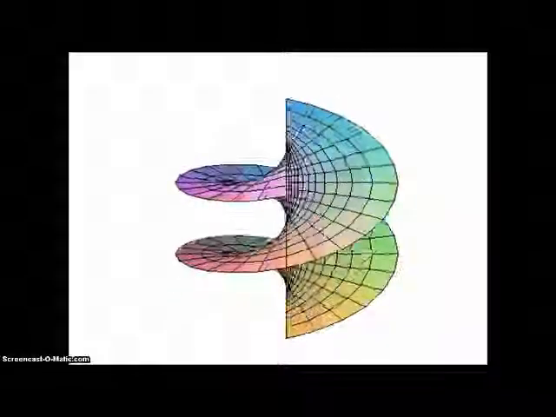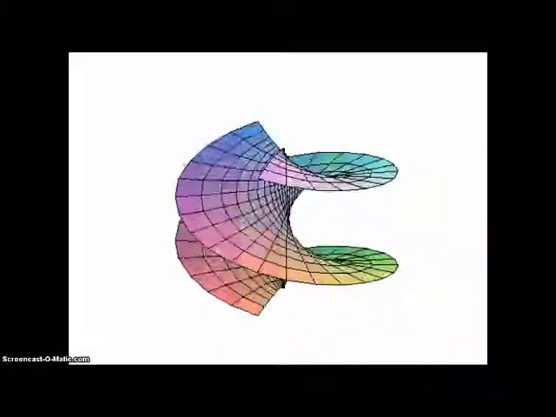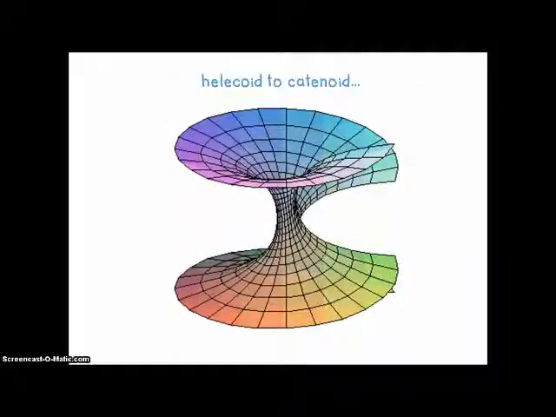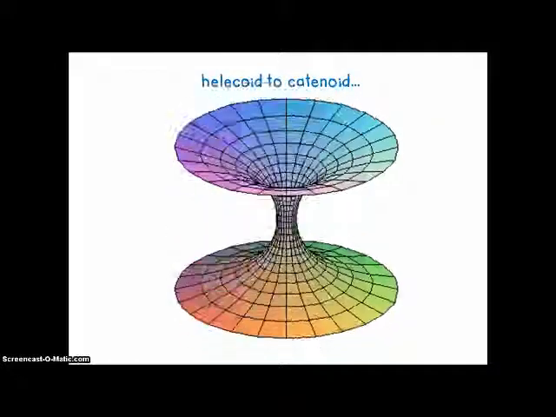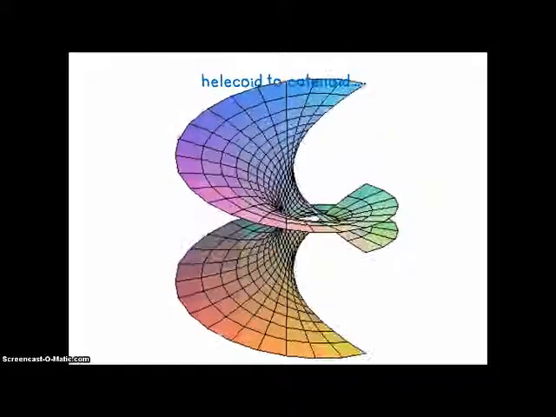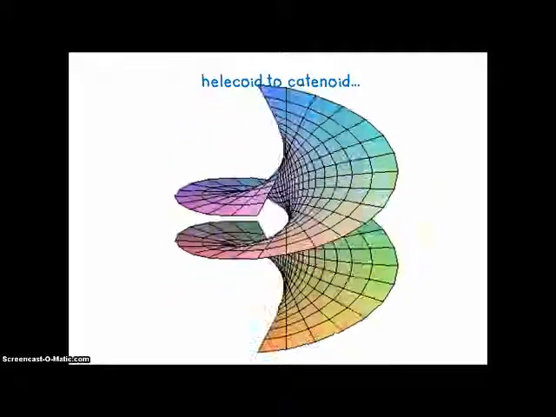And now I leave you with an interesting surface. This is a helicoid changing into a catenoid. Enjoy your problems.